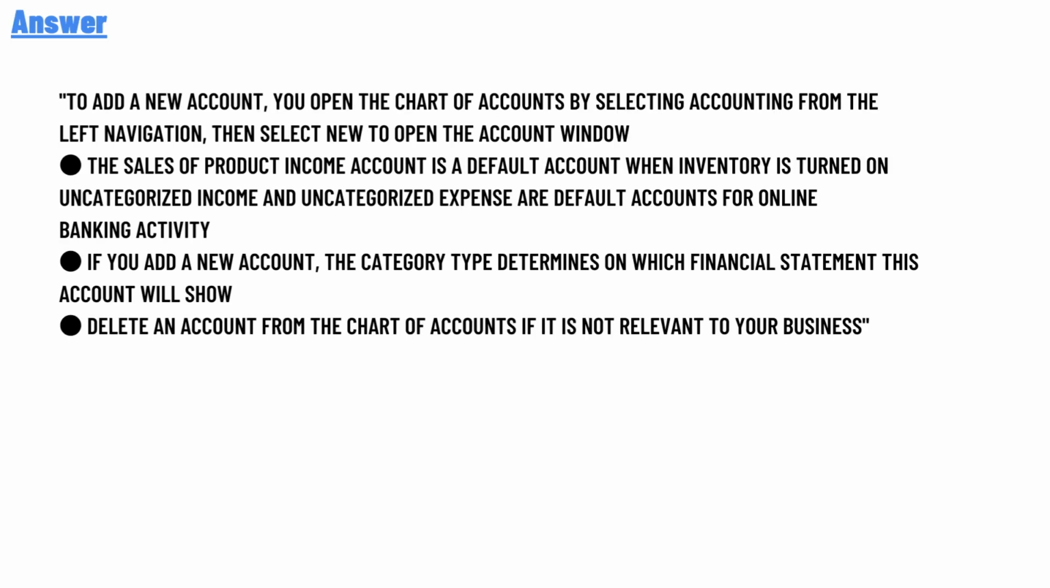The correct answer to the question is: to add a new account, you open the chart of accounts by selecting Accounts from the left navigation. Select New to open the account window. The Sales of Product Income account is a default account when inventory is turned on. The Uncategorized Income and Uncategorized Expense are default accounts for online banking activity.